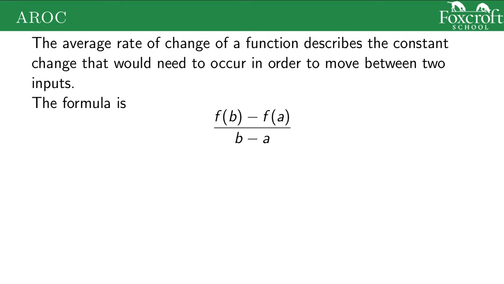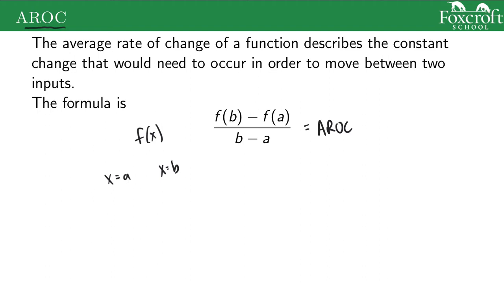All right, so average rate of change, which is kind of a long name, so I'll abbreviate it as AROC. The average rate of change of a function is the constant change that would have to occur to get between the 2 inputs you care about. So here we have some function f, and we start at x equals a, and we end at x equals b. Then our average rate of change is going to be equal to this formula.